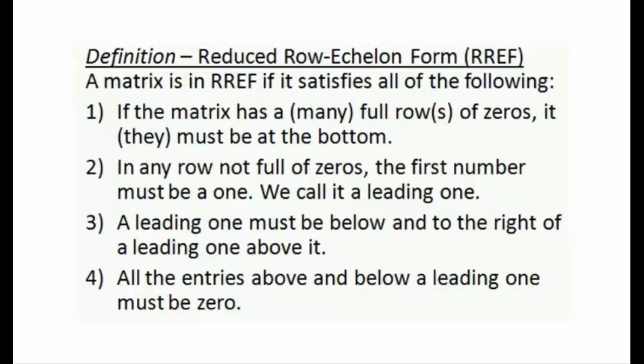The second condition is that if we have a row that's not full of zeros, the first number that we read from left to right has to be the number 1. And we call that number 1 a leading one. The third property is that every leading one inside of our matrix has to be below and to the right of any leading one that's above it. And the last property is that all of the entries above and below a leading one have to be 0. So this includes all of the entries in the column containing that leading one.